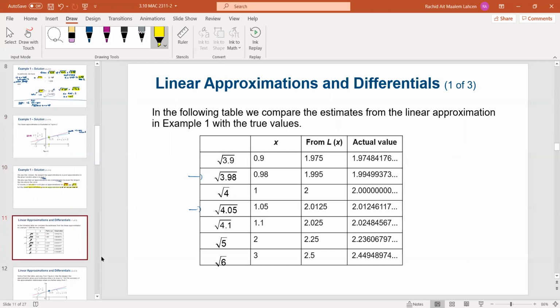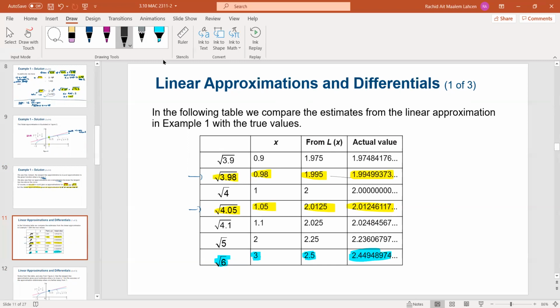Here, to give you an idea about these estimations, x is 0.98. The linear approximation is this, the actual value is that. Similarly here, but if you pick, for example, the square root of 6, then x is 3. Now you can compare it with 1. Look at L of x is 2.5, and this is 2.44. So you can see the error.